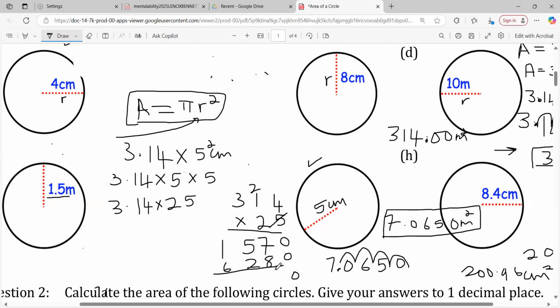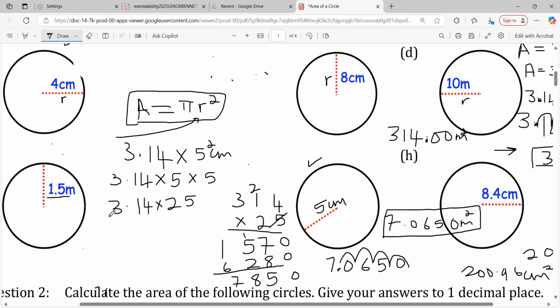Then, sir, 7 plus 8 is 15. We put the 5 and carry over the 1. You put the 1 above the other 5. Then 5 plus 2 is 7, plus 1 is 8. Then, sir, 6 plus 1 is 7. So, sir, your answer is 7,850, but you're not finished, sir.